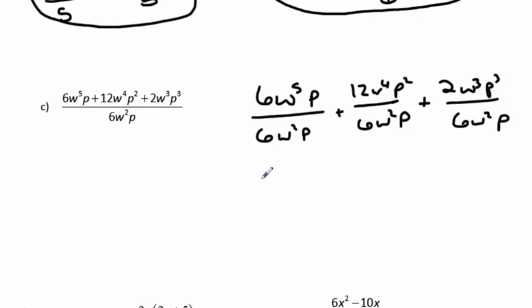Let's reduce each of these fractions. 6 over 6 is 1. W to the 5th over w squared is w to the 3rd, and p divided by p is also 1, so just w to the 3rd for the first term.